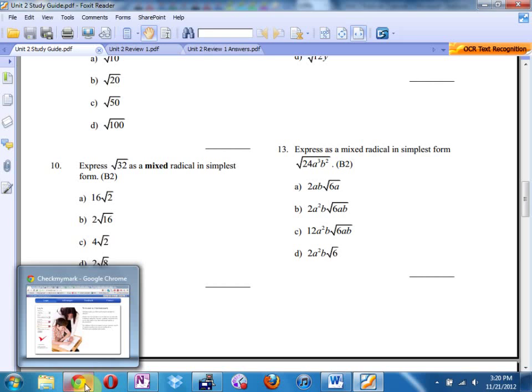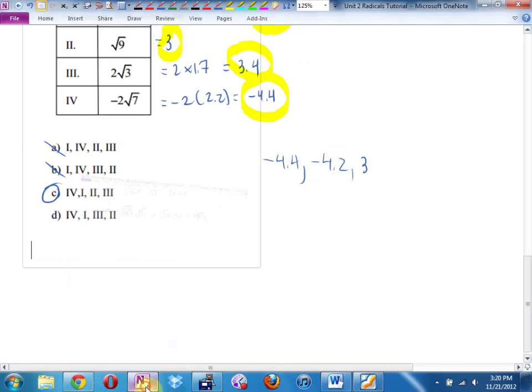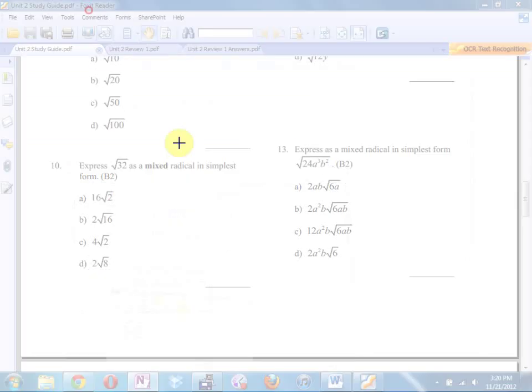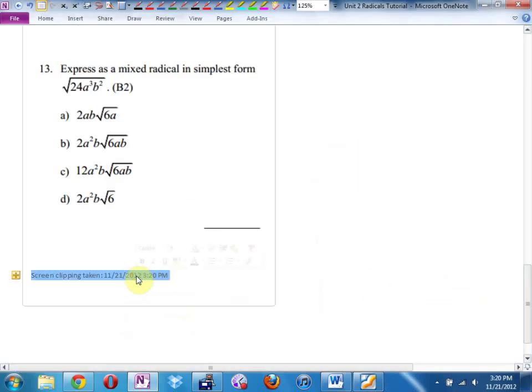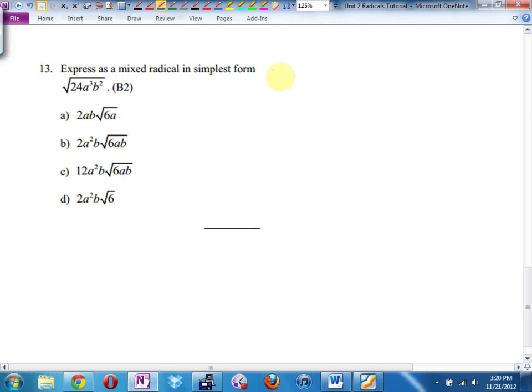It says, express as a mixed radical in simplest form. Simplify. Numbers first, then letters. Are you ready? Here we go. How can I write root 24? It's square root, not cube root, not fourth root. That's good. How can I write root 24?